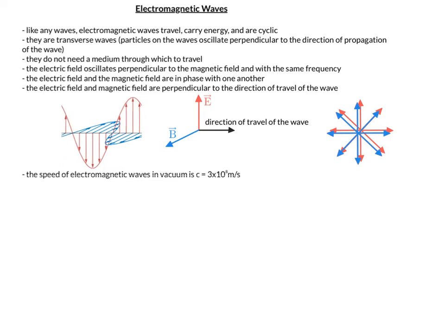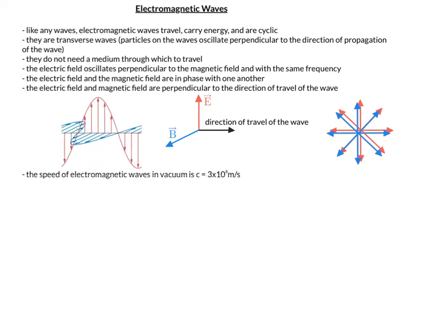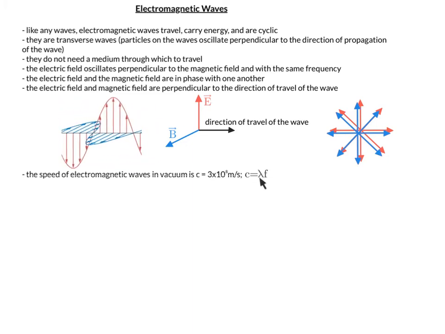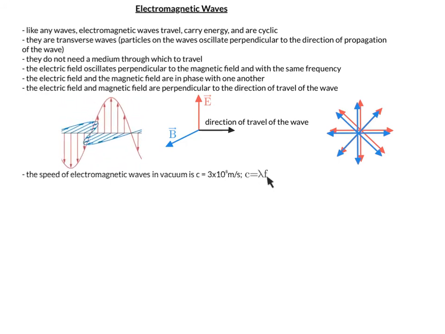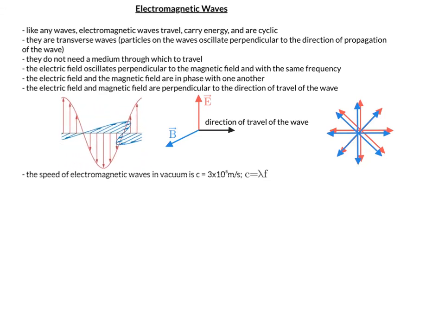The speed of electromagnetic waves in vacuum, c, is 3 times 10 to the 8th meters per second. Not quite that much, but that's a very good approximation. And any wave has two properties. One is the wavelength, and the other one is the frequency. And the product of wavelength times frequency gives us the speed. Now, wavelength is a distance. Frequency is 1 over period. So essentially what this equation says is that speed is distance divided by time.